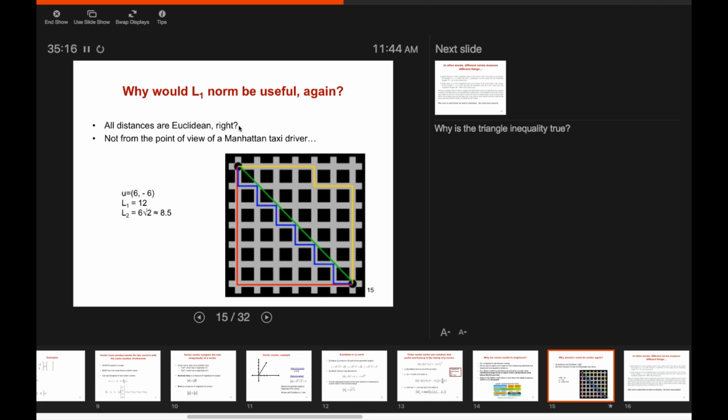So if you were actually driving on a regular grid, then your L1 norm is just the sum of absolute values wherever it is that you're going, regardless of the route you really take. If you look at all of the segments that are horizontal versus all of the segments that are vertical, you would get the L1 norm.